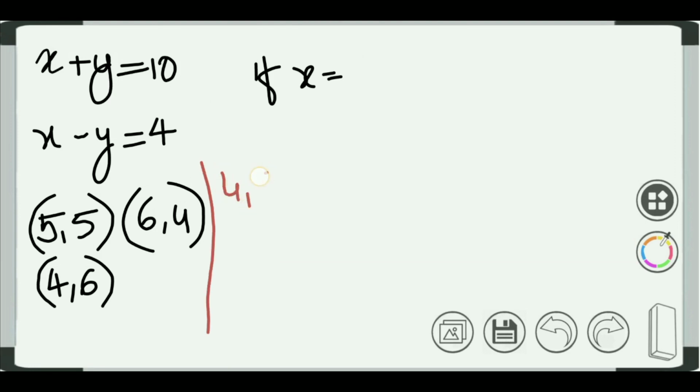X is equal to 4, y is equal to 0. This is the point. First number represents what? X value. Second number represents y value. So you should be writing in this way.